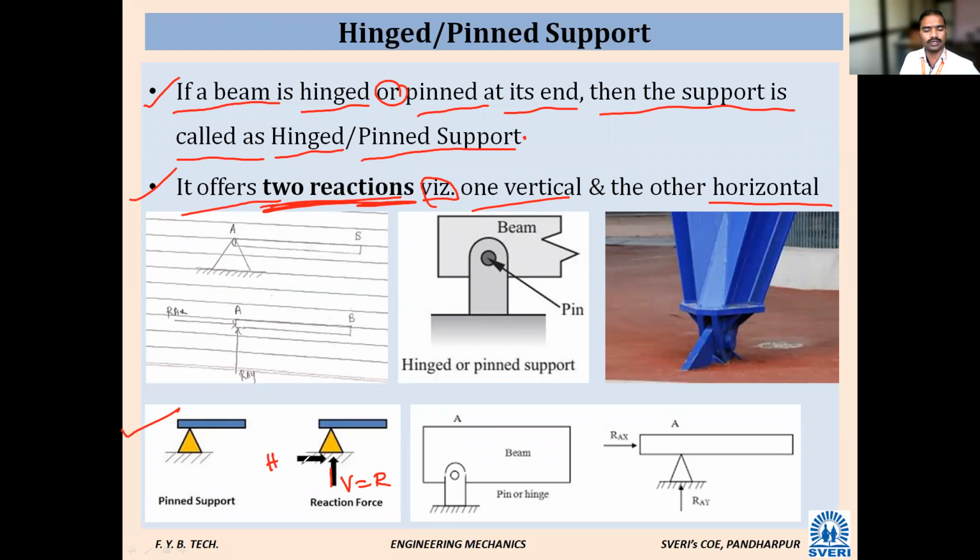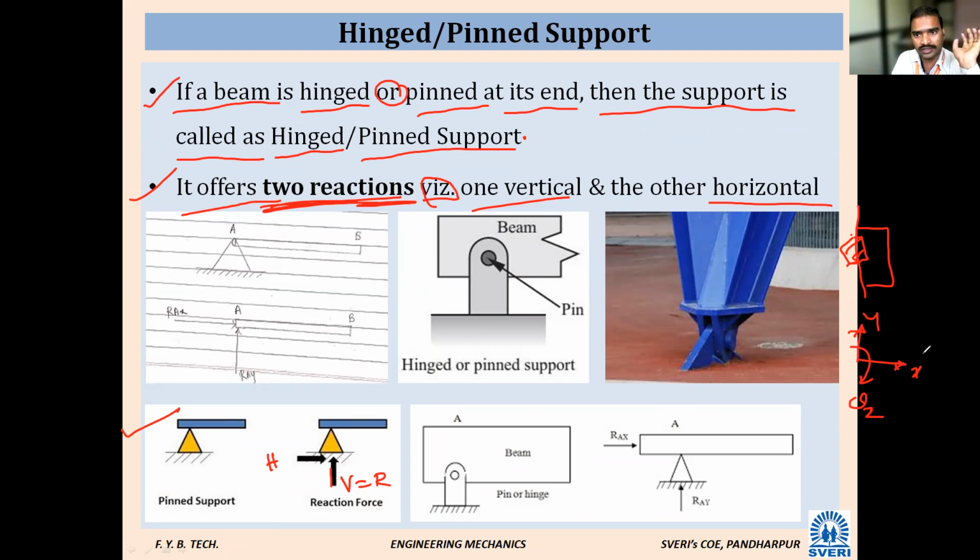Where can you see this kind of hinged support? You can see it in your door or window. There will be hinges. So whenever you take any support, there are three things. One, it may move in X direction. It may move in Y direction, or it may rotate, theta in Z direction. Which of these is not possible? That is the reaction.